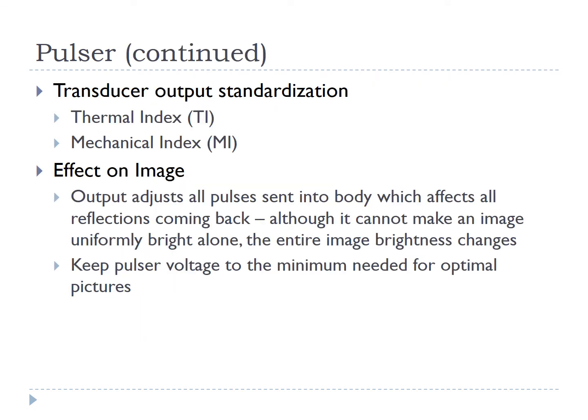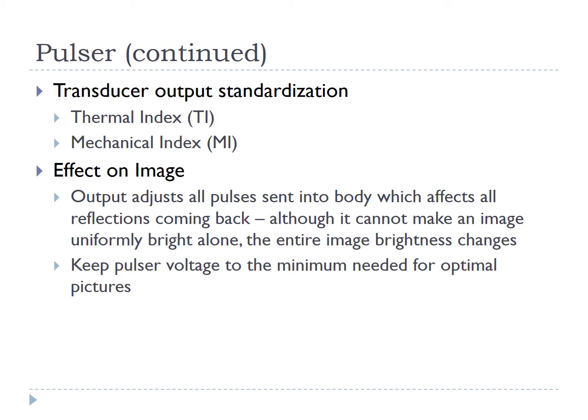Because the pulsar decides how much energy is put into the body, we need to monitor that output of the pulse by watching the TI, or thermal index, and the MI, the mechanical index. These two parameters tell us the likelihood of the tissue heating up and cavitation occurring. If the energy output increases too much, causing too much heat or cavitation, bioeffects or cell damage may occur. We can adjust the output energy, but when we do so, the whole picture is affected.